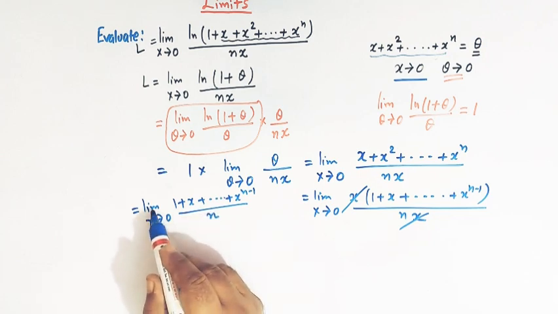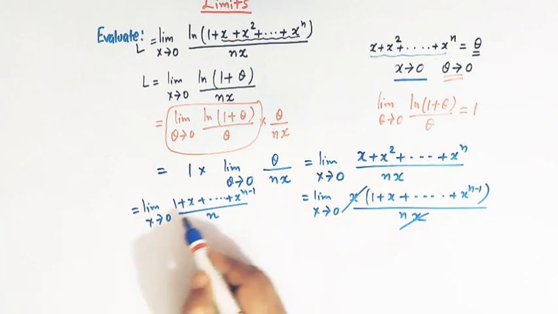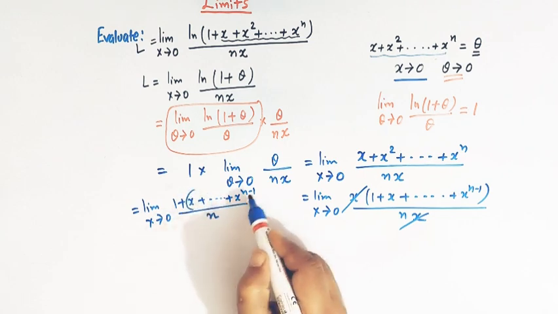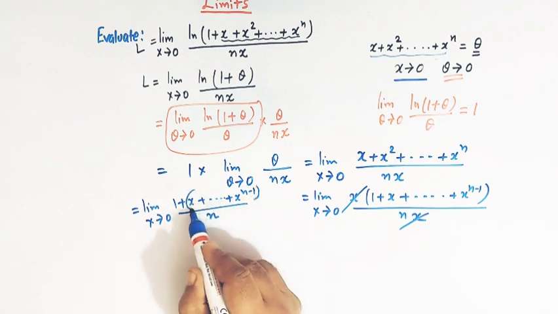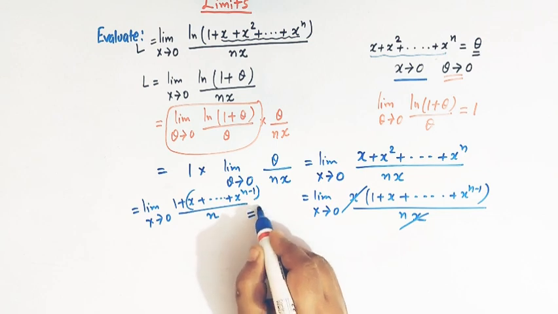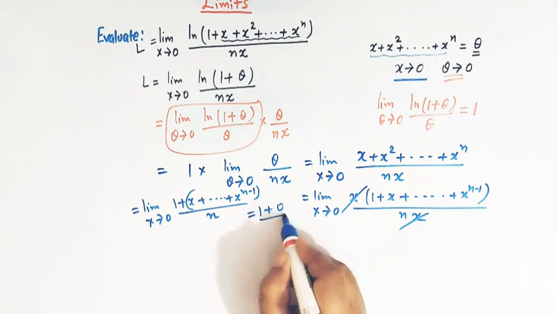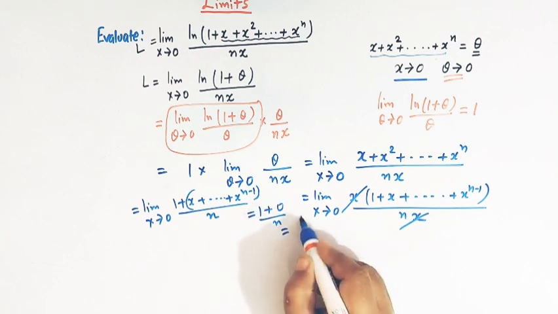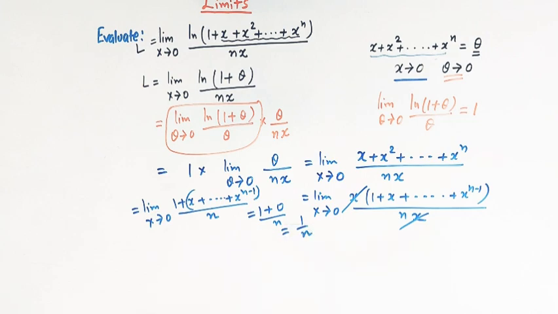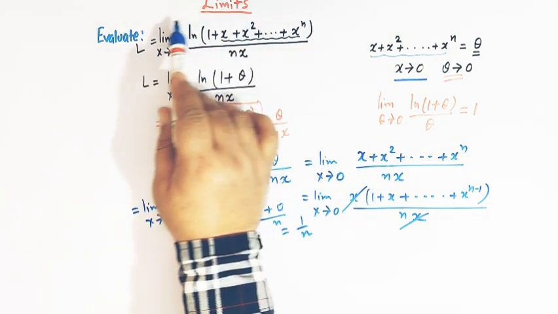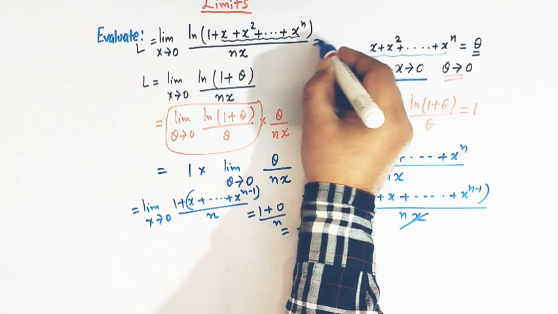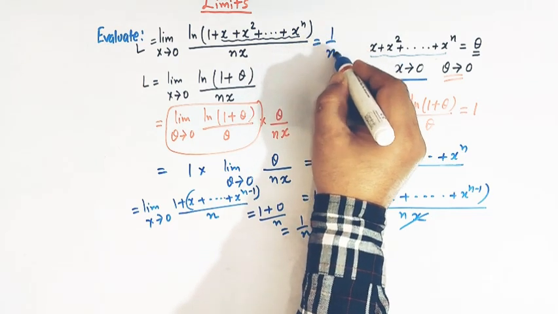Now see, when x goes to 0, then all the terms after 1 become 0. So we have 1 plus 0 divided by n, that is equal to 1 over n. So viewers, the value of this limit is equal to 1 over n.